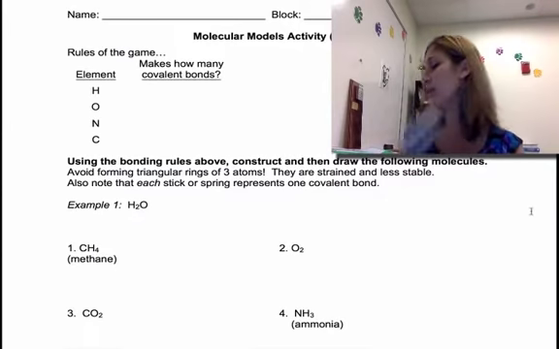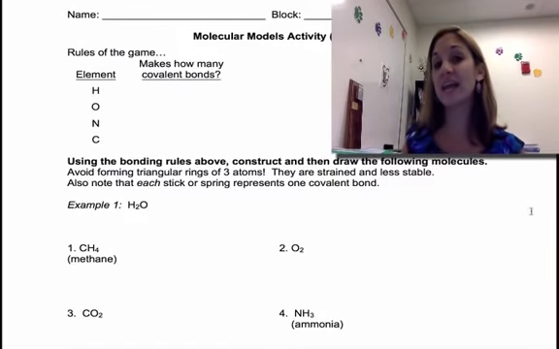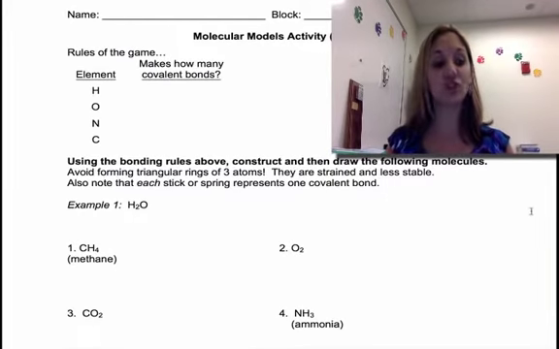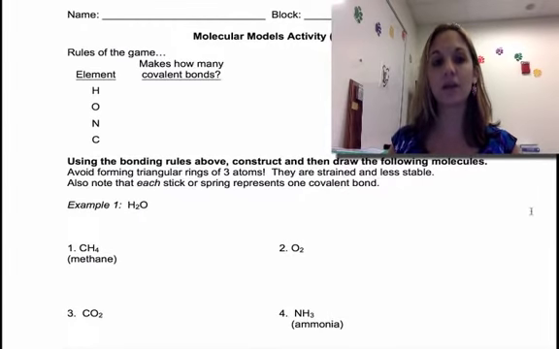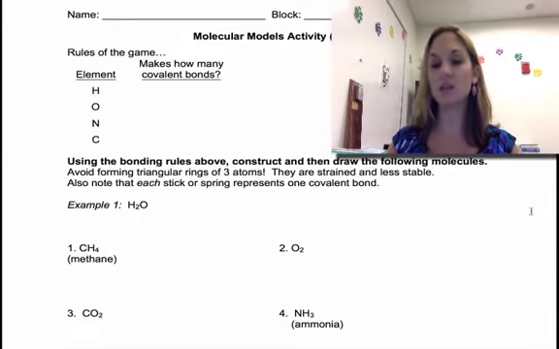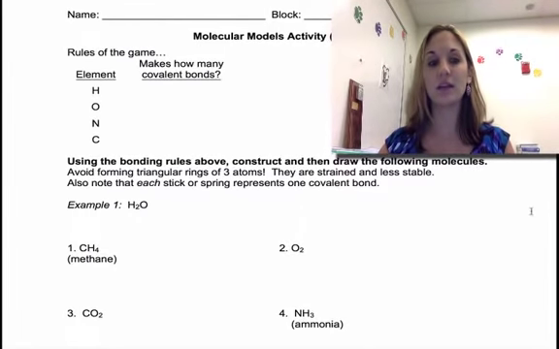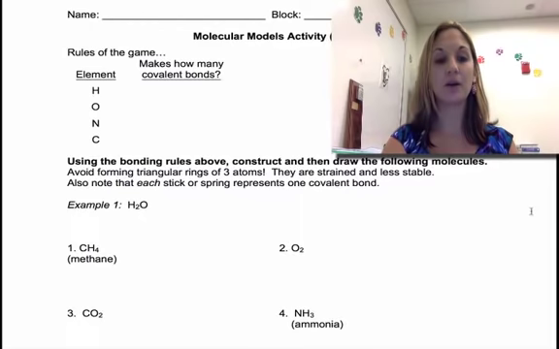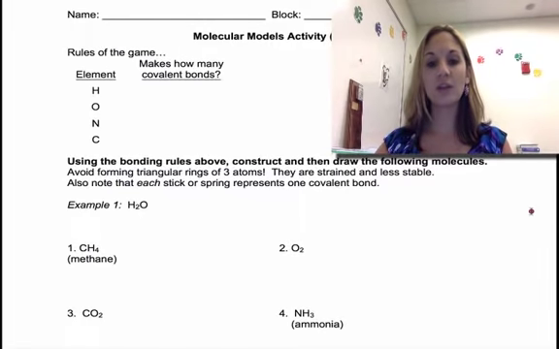Once you get the hang of it, you may not need the models any longer, and in that case, you can go ahead and just start drawing on your own. I want to get us started all together. First of all, you'll see here in the top part of your activity that we actually have a number of different elements. We're talking about the elements that are most common for living organisms.